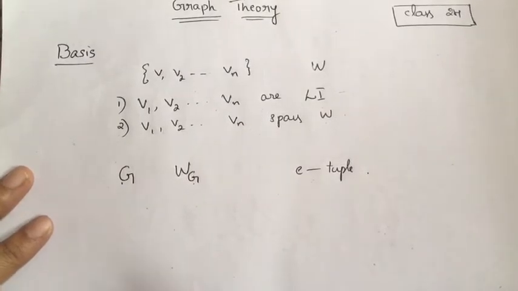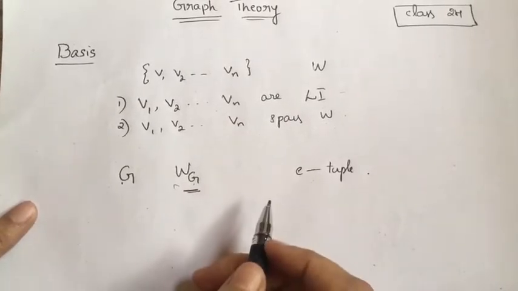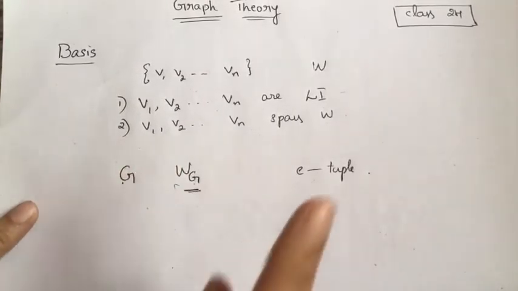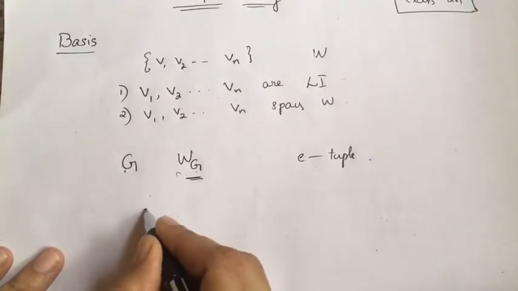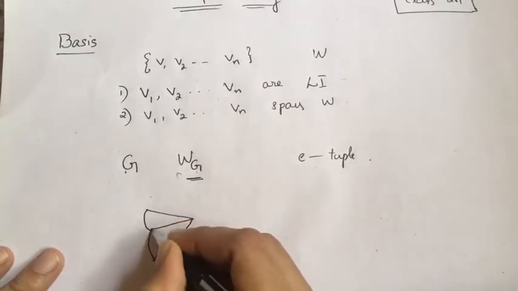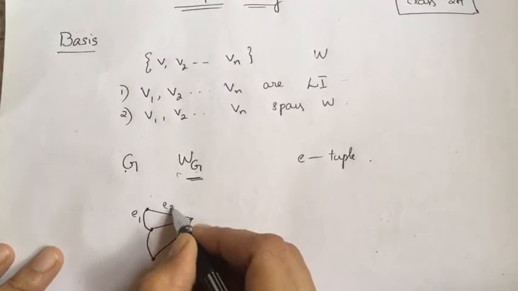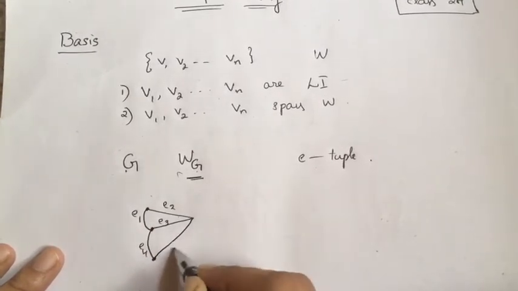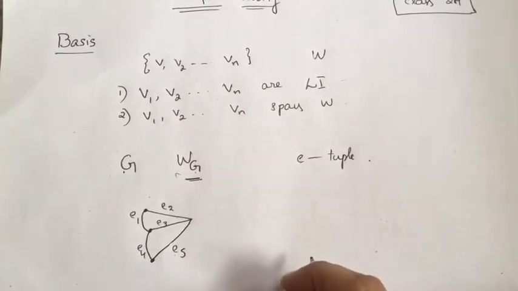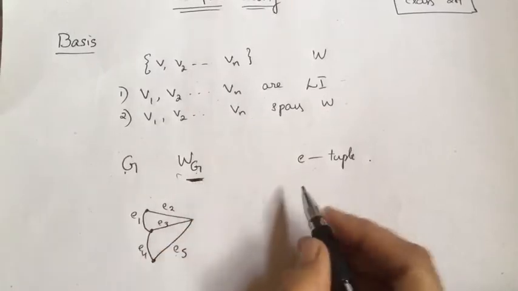The natural basis for this vector space WG is a set of E linearly independent vectors, each representing a subgraph consisting of one edge of G. For instance, if I have a graph like this, with edges E1, E2, E3, E4 and E5, then for this graph I have these 5 vectors which form a basis for the vector space WG.